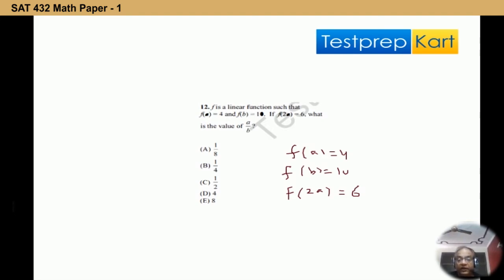Now f(a) is 4, f(b) is 10, f is a linear function. So if f(a) is 4 and f(b) is 10, then what will be my linear function? That is f(x) is equal to, let's say, ax plus b. That's a linear function. Now f(a) is 4, so 4 is equal to 4a plus b. f(b) is 10.